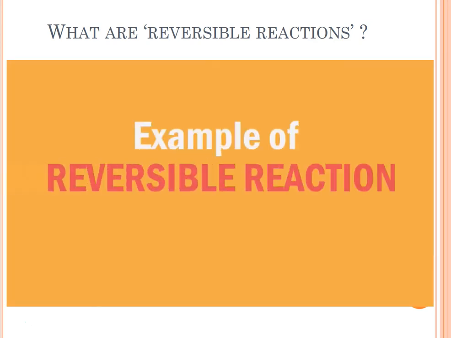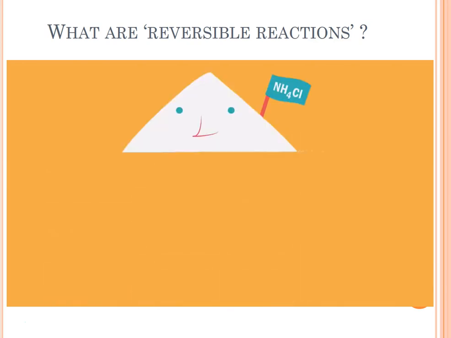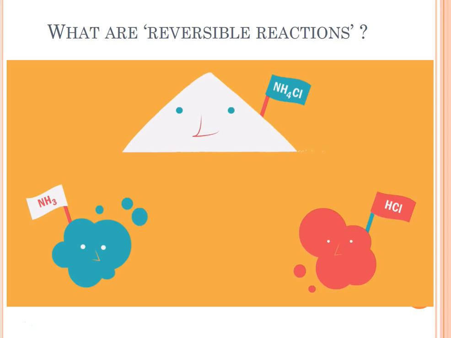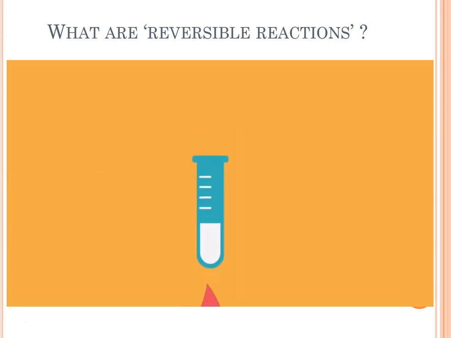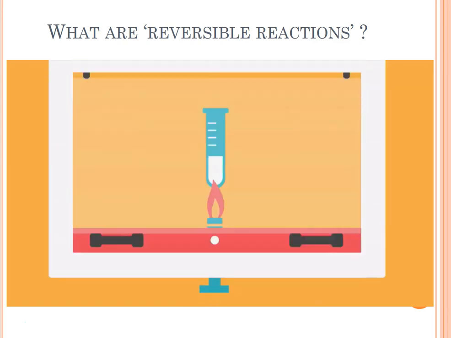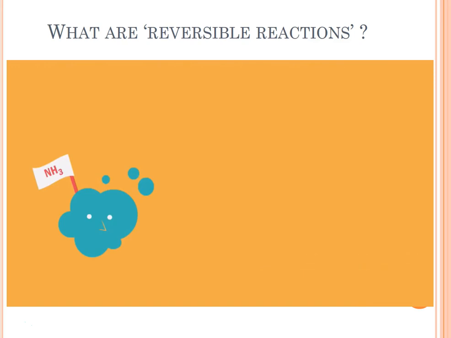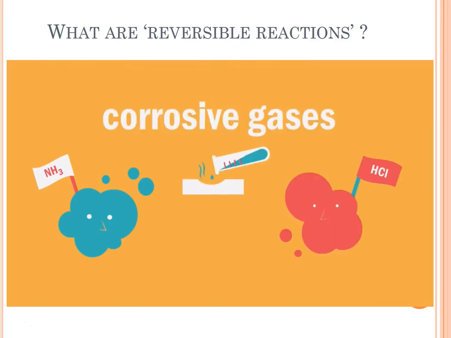An example of a reversible reaction is the thermal decomposition of ammonium chloride to form ammonia and hydrogen chloride. Place ammonium chloride in a boiling tube and heat using a Bunsen burner. Ensure that this is conducted in a fume cupboard, as ammonia and hydrogen chloride are both corrosive gases.